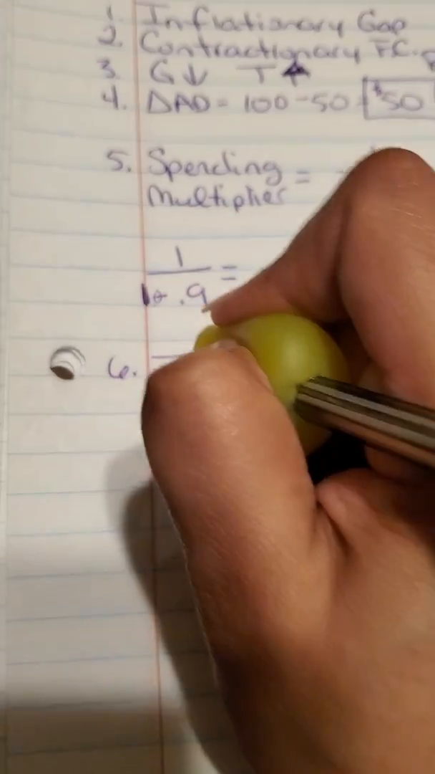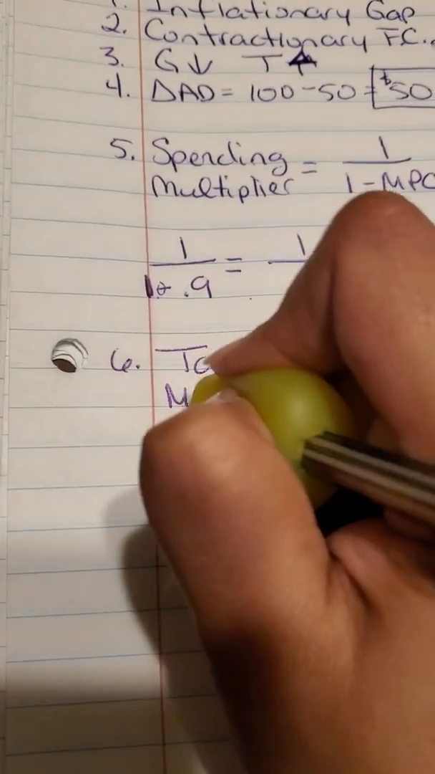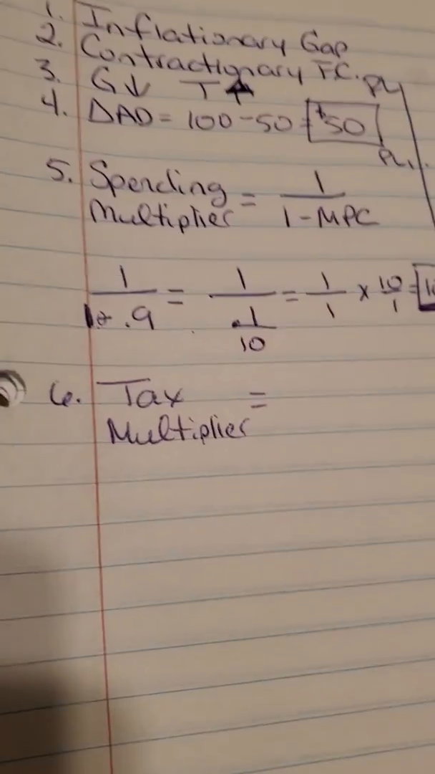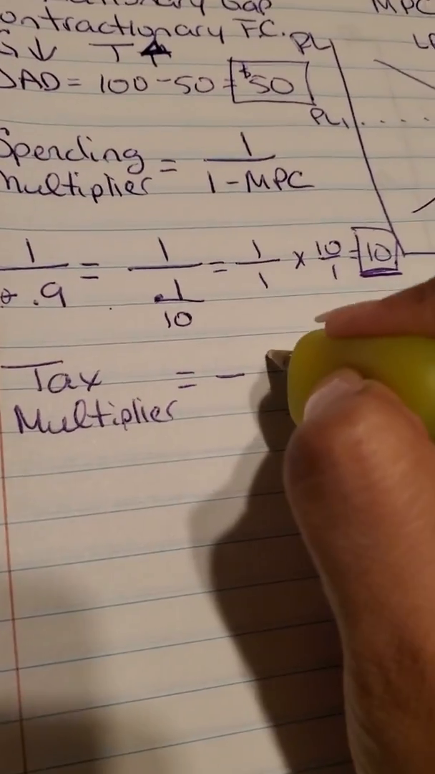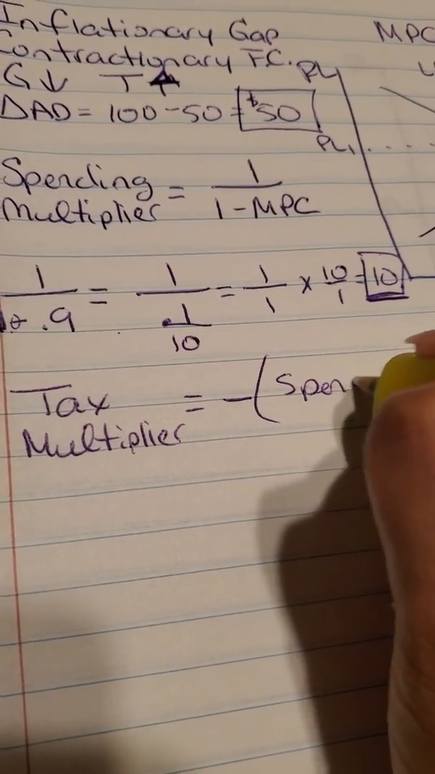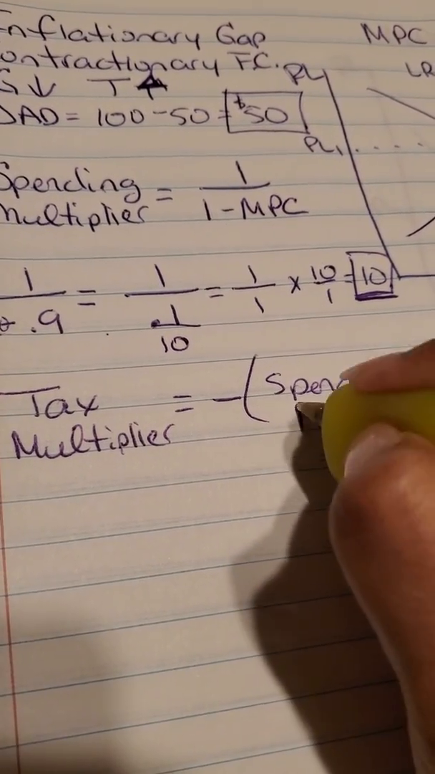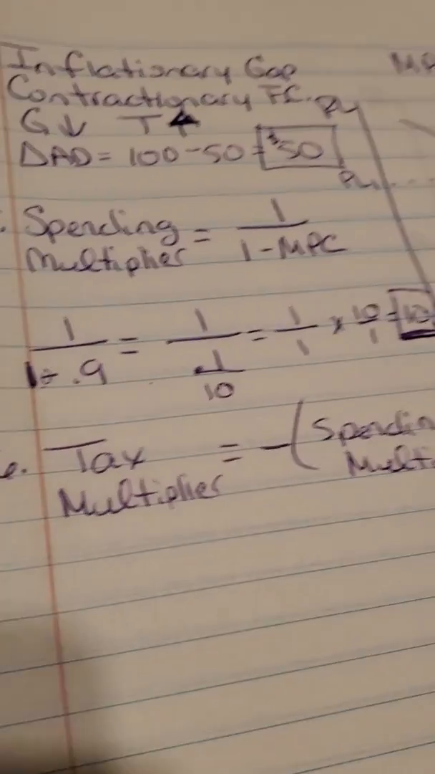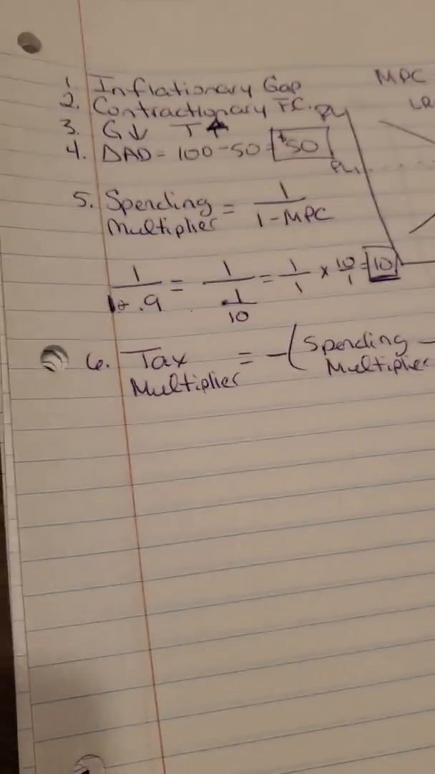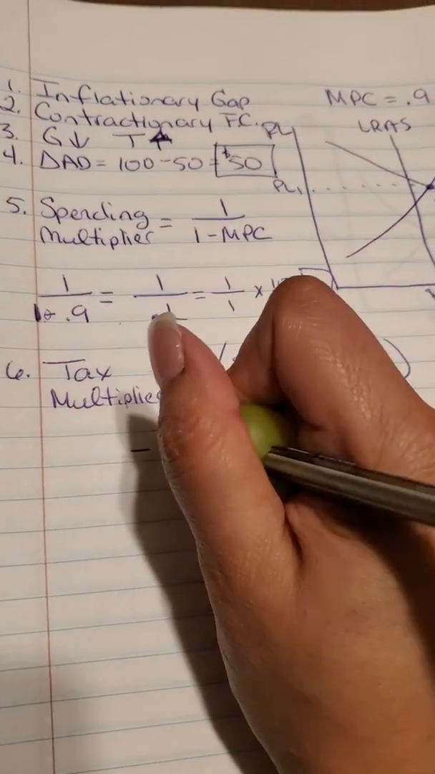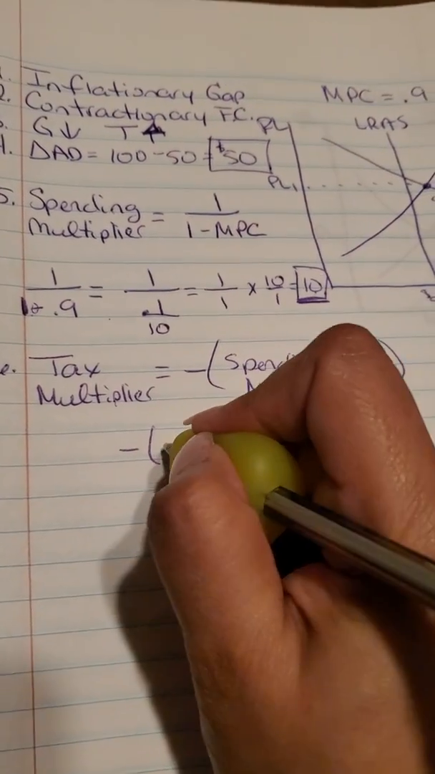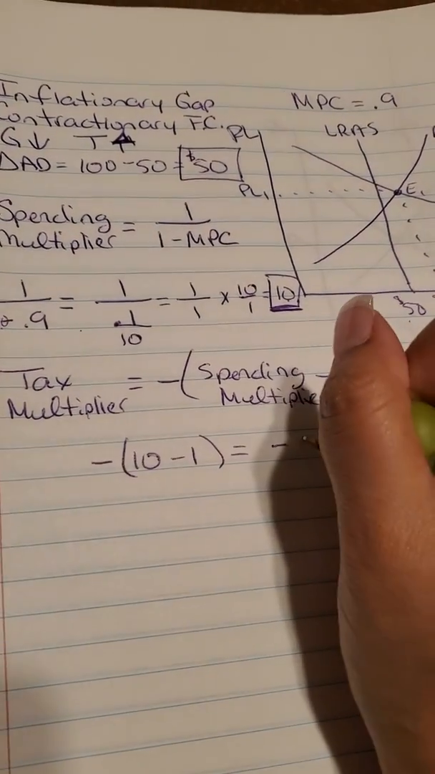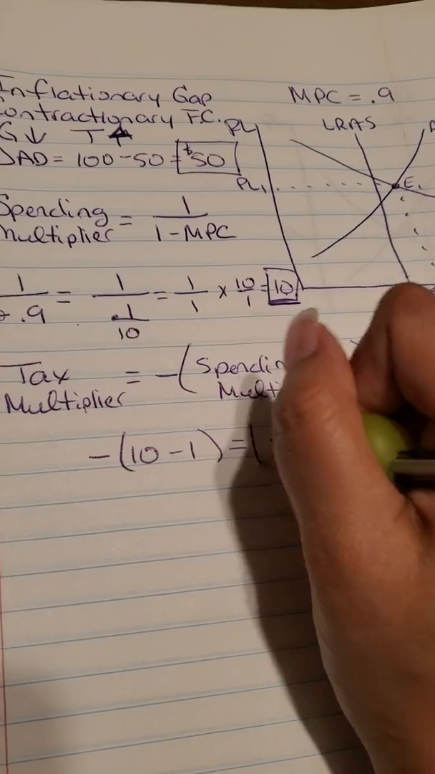Number 6, now we calculate the tax multiplier. So this is that super simple one of negative, open parentheses, spending multiplier, minus 1. So negative 10, which is our spending multiplier, minus 1, gives us a tax multiplier of negative 9.